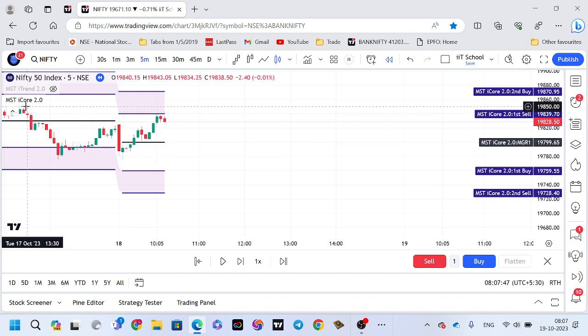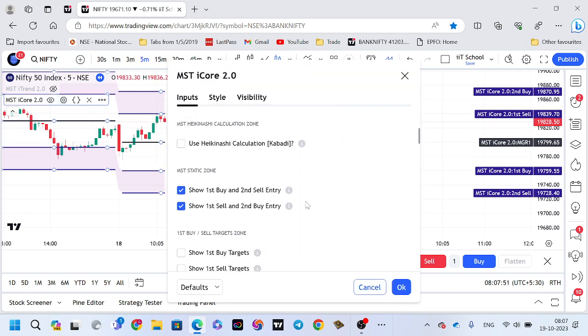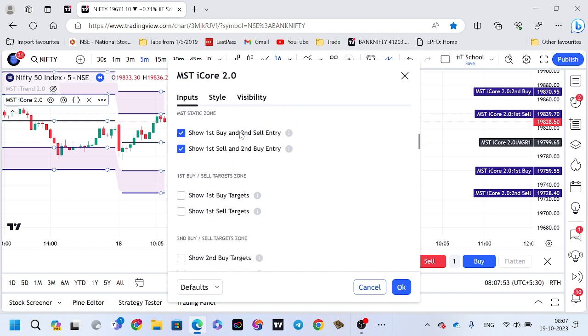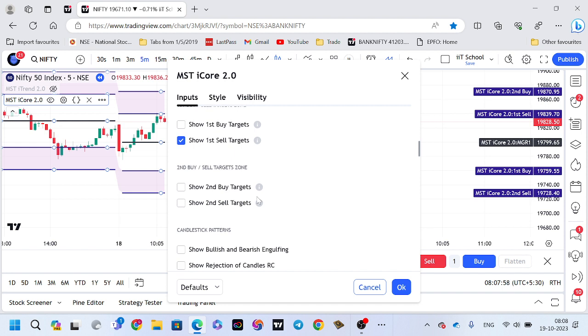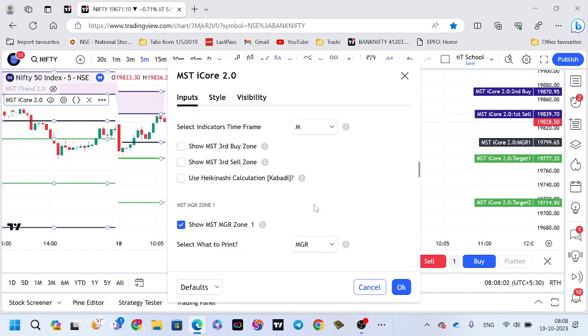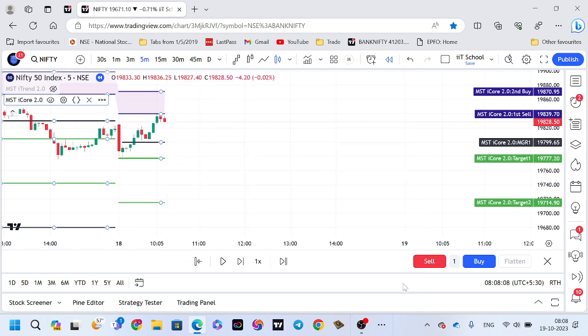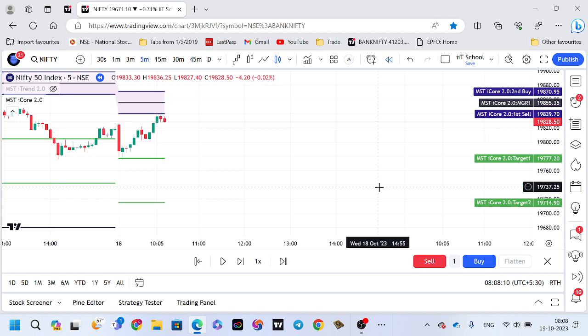If sell or buy is activated, what are we supposed to do? Go to the indicator settings. If sell is activated, remove the buy. Enable the sell targets. Also enable the second buy targets, because if SL is hit, you have to go for the reversal entry. Do not forget. Okay, now our setting is ready.